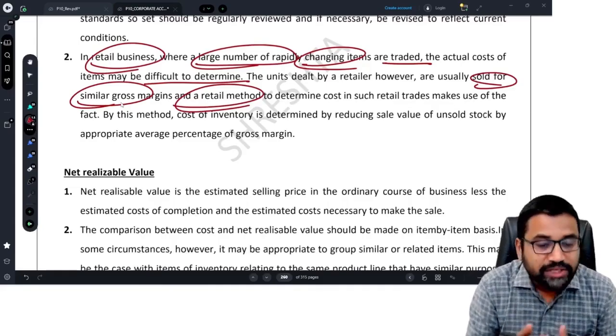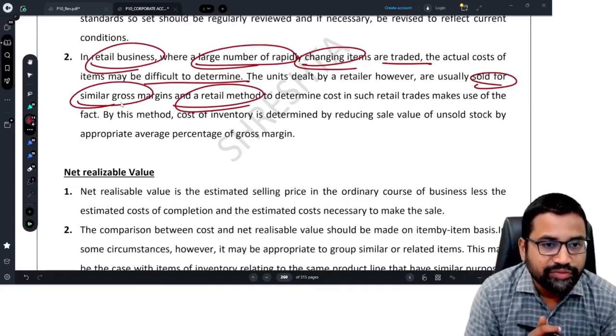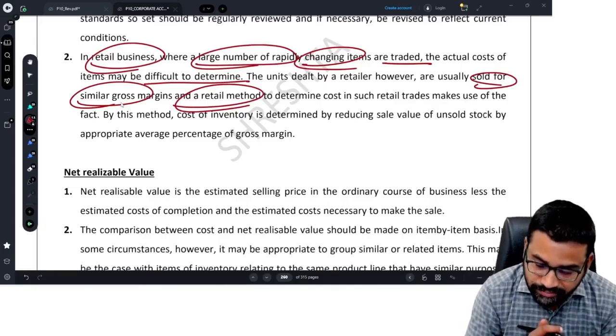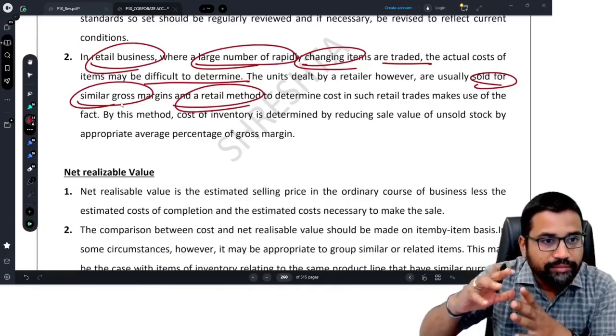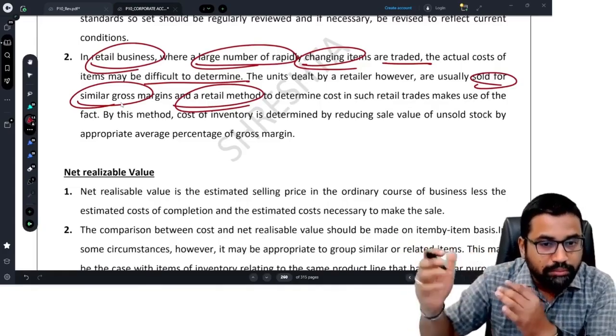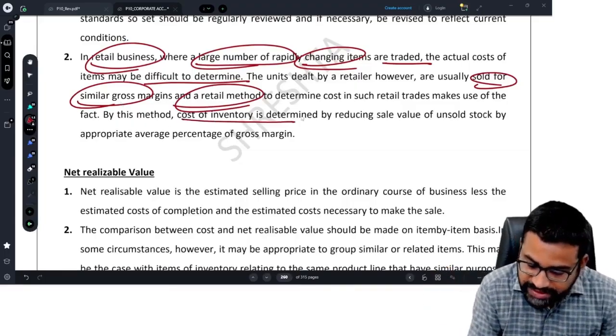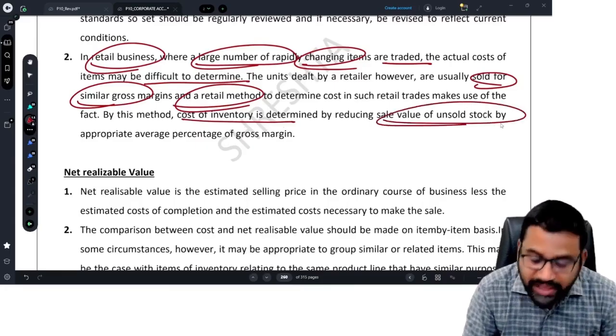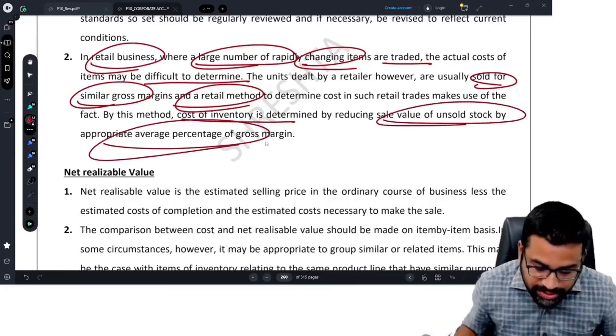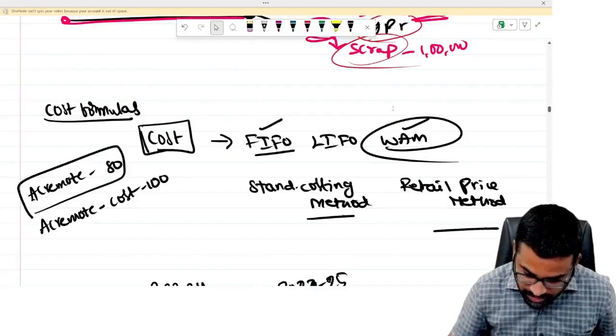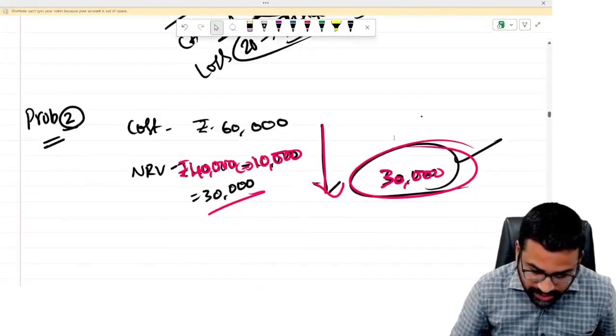Now in this method, how to determine the value of inventory is simple. Take the sale value of the unsold stock, and from that you reduce the margin. That gives you the cost of inventory. Okay, so this is the method we can follow.